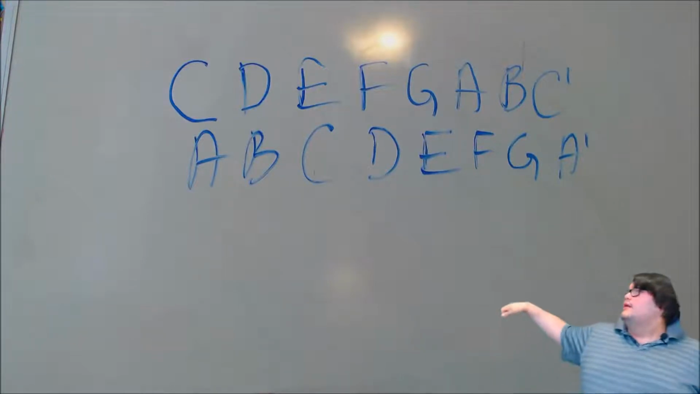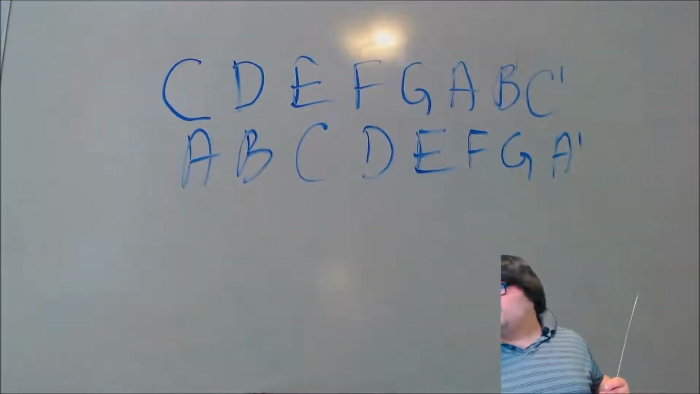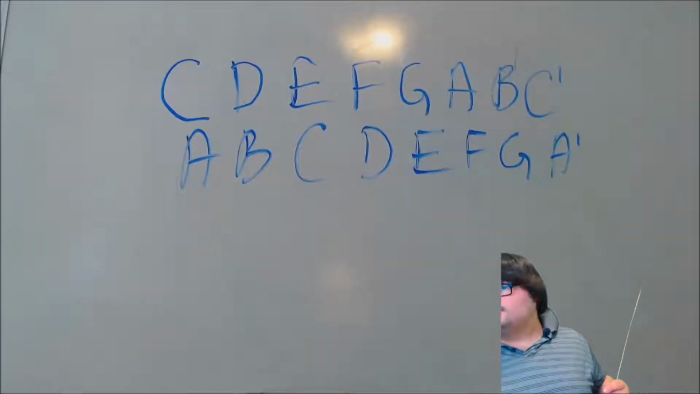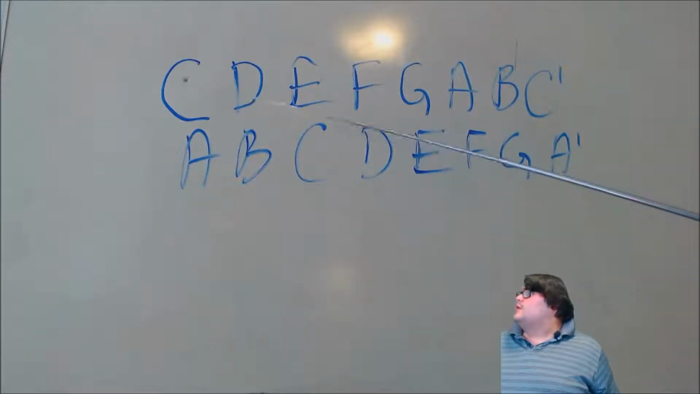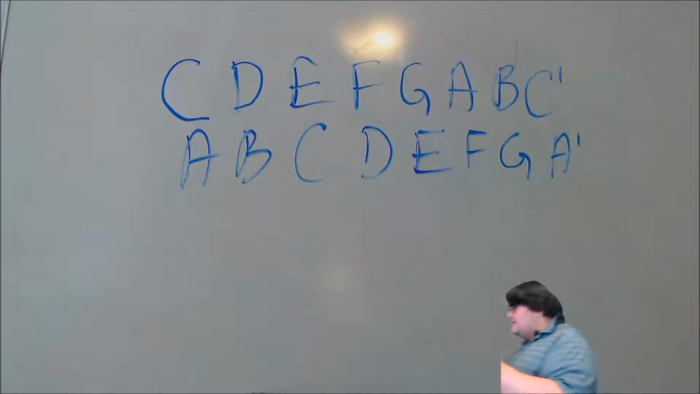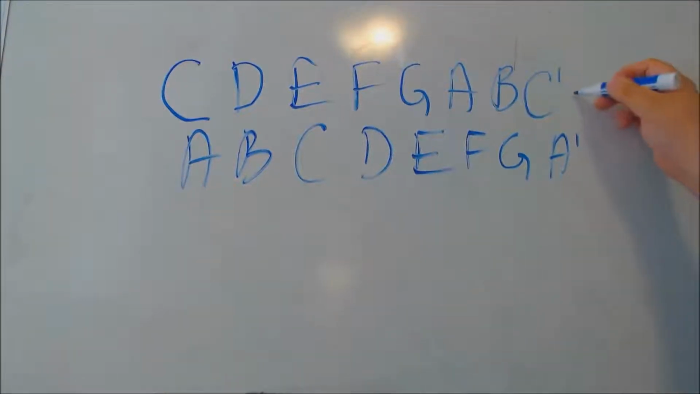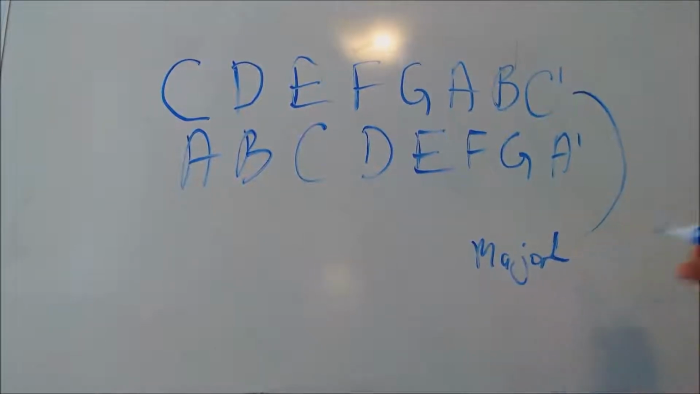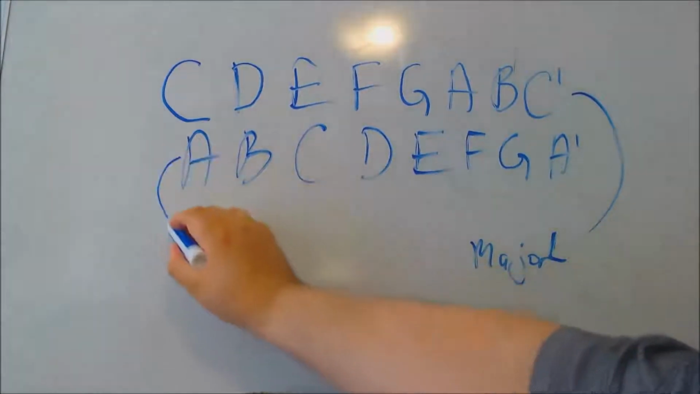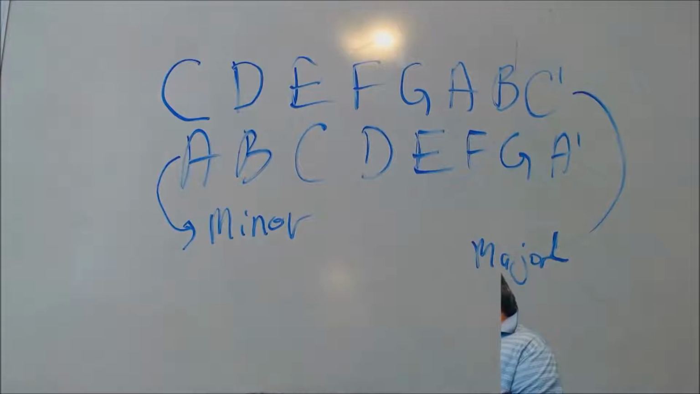So, sorry, let me move this just a tad bit over here. Perfect. So, when we look at the major scale, which is the one on the top, let me actually label these so that way it's easier to understand. So we have over here, major. And then we have over here, minor.